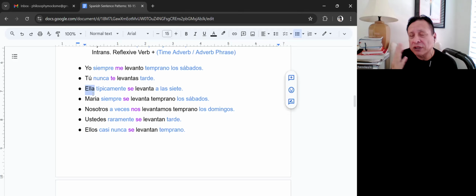And in the case of the analogy, the subject is looking into the mirror. If she is looking in the mirror, it's going to be she herself, he himself. But in Spanish, it's the shorter pronoun here, like se. That's it. So ella siempre se levanta a las 7.